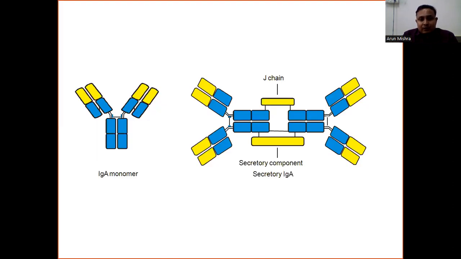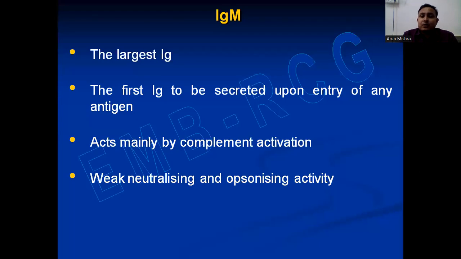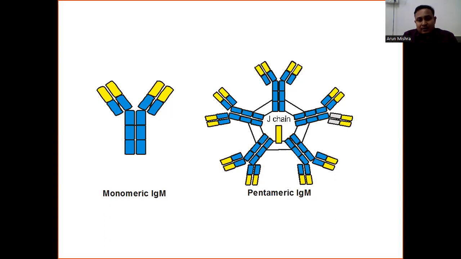We can see the structure of the IgA monomer and the secretory component of IgA, which has a J chain. You can see here basically there are 2 IgA molecules combined by a J chain. The third one is IgM. It is the largest in size, and the first Ig to be secreted upon entry of any antigen. It acts mainly by complement activation, and has weak neutralizing and opsonizing activity. This is the pentameric IgM structure, where we can say the J chain joins the units together.